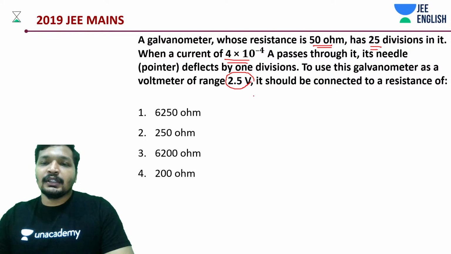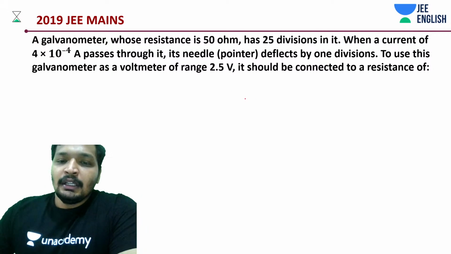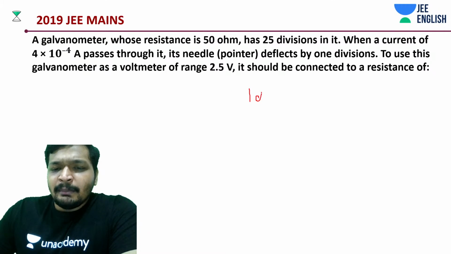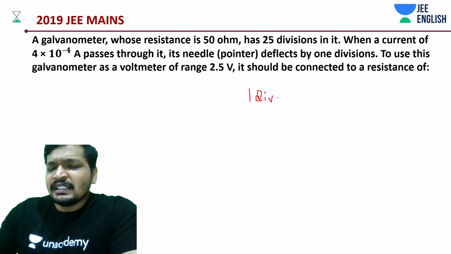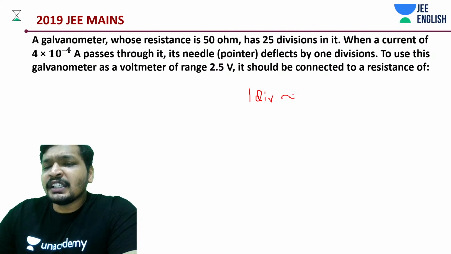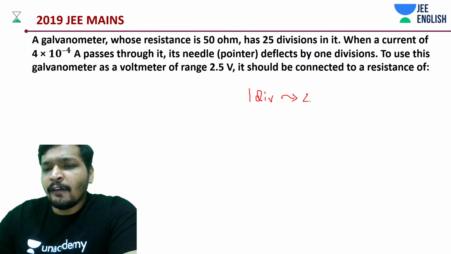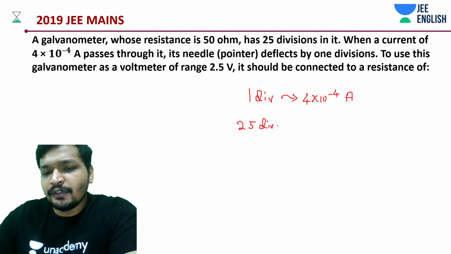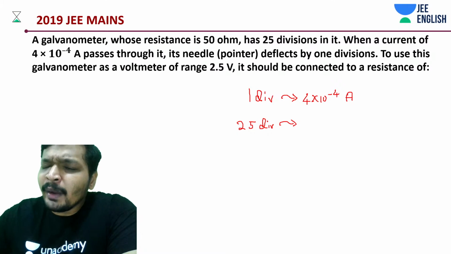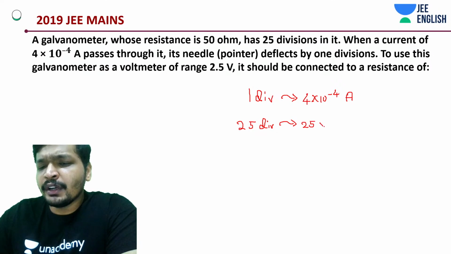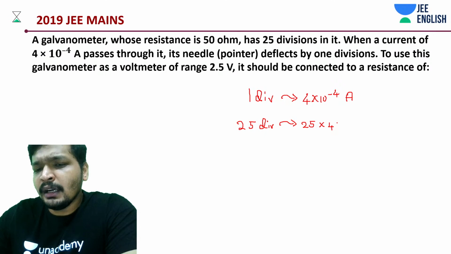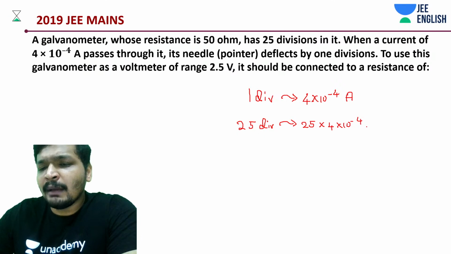One of the ways is you get started with it instantly, using the calculations, if you can do it in your mind. It's a very simple question. As such, current and electricity is very simple. One deflection gives you 4 into 10 to the power minus 4 amperes. So 25 divisions are going to give you 25 into 4 into 10 to the power minus 4 amperes. That's it.